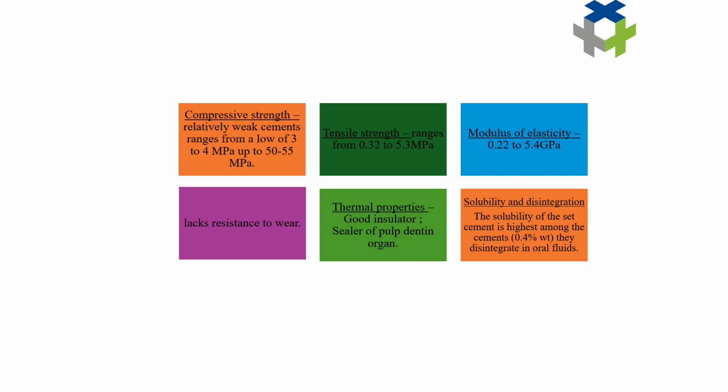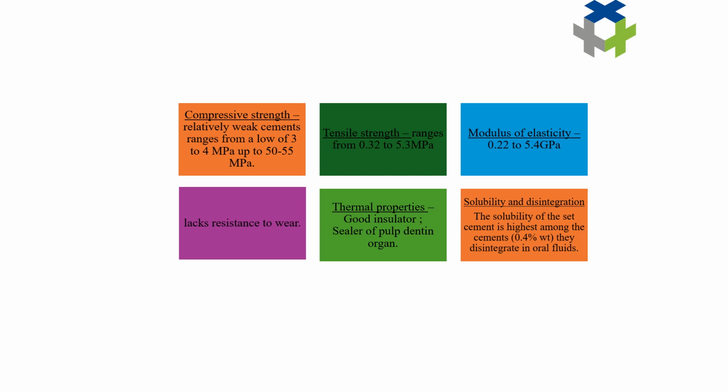So coming on to other properties like compressive strength, it is a relatively weak cement. It ranges from as low as 3 to 4 megapascals to about 50 to 55 megapascals, whereas zinc phosphate has a very high compressive strength of about 104 megapascals. And coming on to tensile strength, it's about 0.32 to 5.3 megapascals, and modulus of elasticity is 0.22 to 5.4 gigapascals. It lacks resistance to wear, and in thermal properties, it is a good insulator.